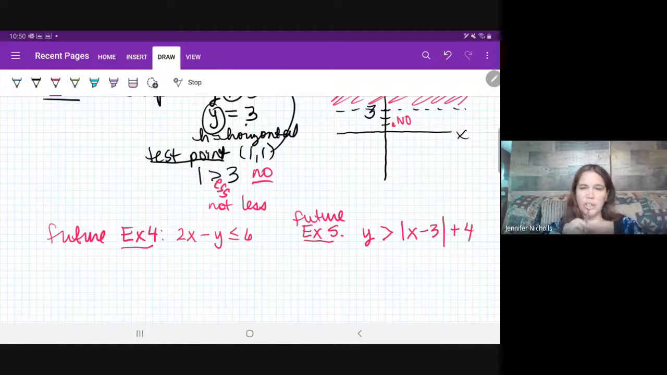Is it a circle? Is it a horizontal line? Is it a vertical line? Is it a regular line? Is it a parabola? What shape is that? Does that look like your yesterday shapes?